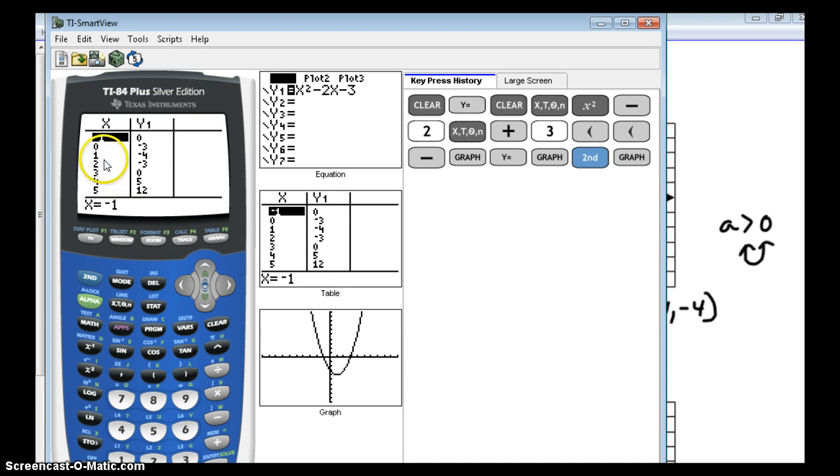So there's our vertex, there's the minimum, we know our parabola goes up. There's the y-intercept and the point we plotted that was symmetric. And here's our 2 zeros.